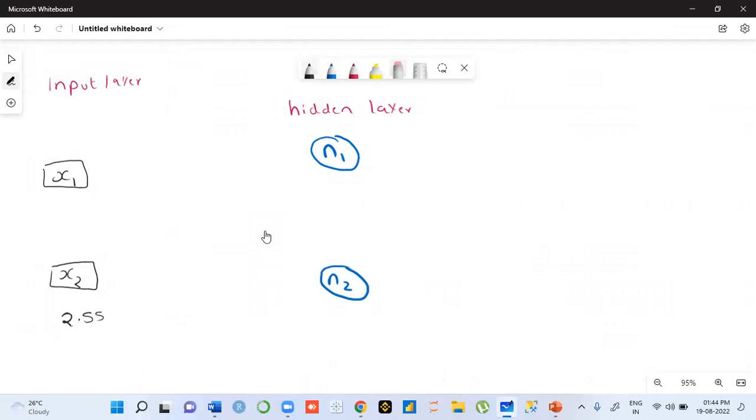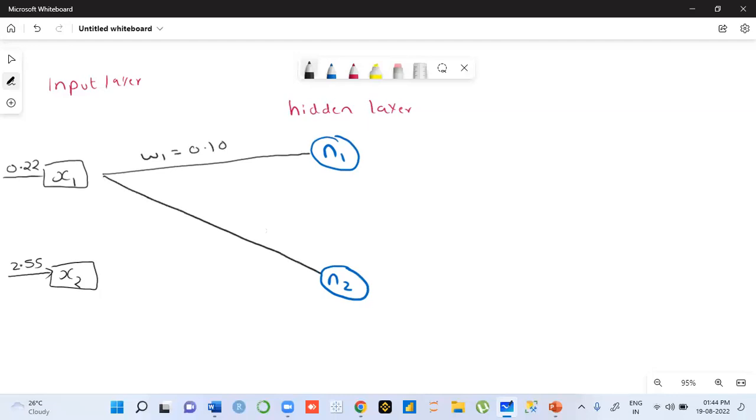Some reference books will give you this type of diagram. X1 की value 0.22 है. X2 की value... चलिए clear. Now this data will go over here. I call it W1. The weight of W1 is 0.10. This data will also go in W2. The weight of W2 is 0.2.